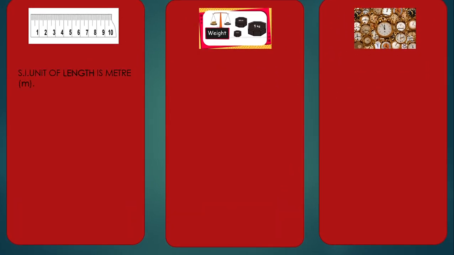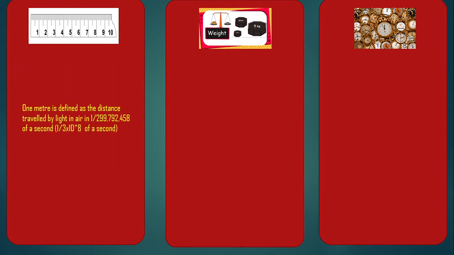So first we'll start with length. As we already know, the SI unit of length is meter. Earlier they used a rod that was kept in Paris, made of titanium, and the length of that rod at 0 degrees Celsius was considered to be 1 meter. But later on they changed this definition, so they keep updating it.